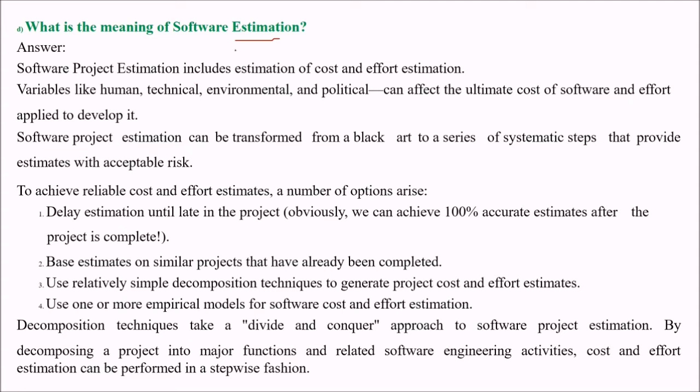Software project estimation includes the estimation of cost and effort. So we are basically interested in cost and effort. There are variables like human, technical, environment, and political, which may affect the cost and effort of the software we are going to develop. So software project estimation can be transformed from black art to a series of systematic steps that may provide estimates with acceptable risk.